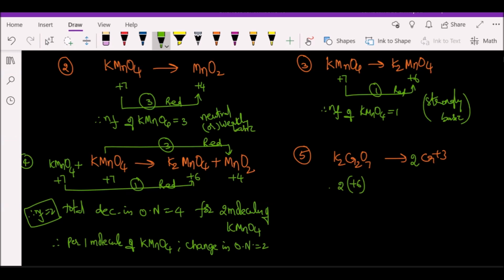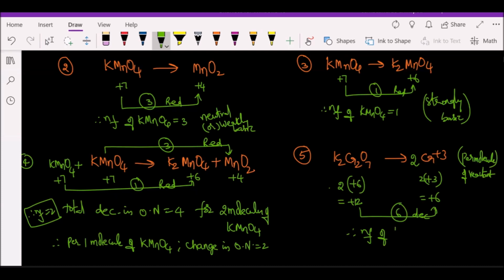So always remember, per molecule of reactant, every time you should keep that in mind. So two chromiums, 2 times 6 plus, that is 12. And on the right side, we have two chromium ions, each one is plus 3. So two chromiums, again plus 6. So plus 12 to plus 6, decrease by how much here? 6. So N factor of K2Cr2O7 is 6. So the correct answer is 2 and 6.